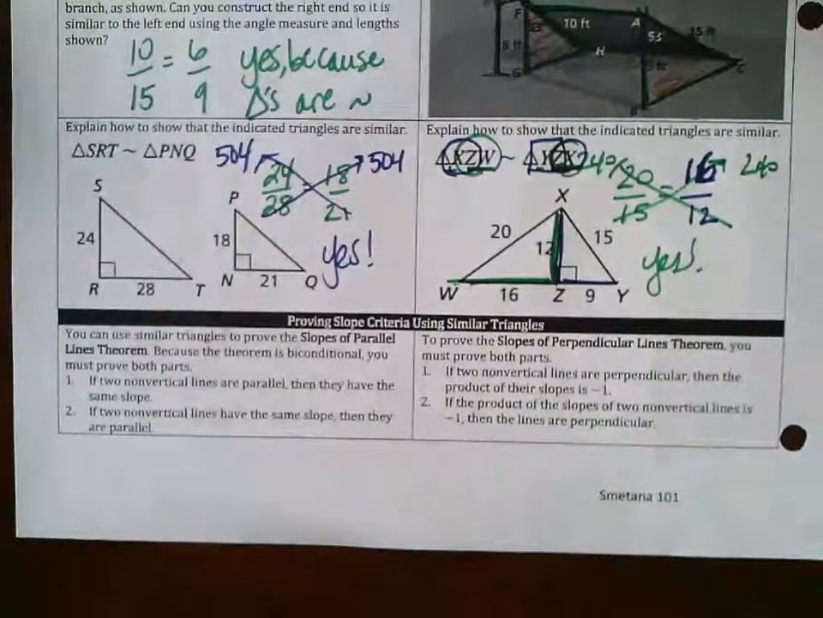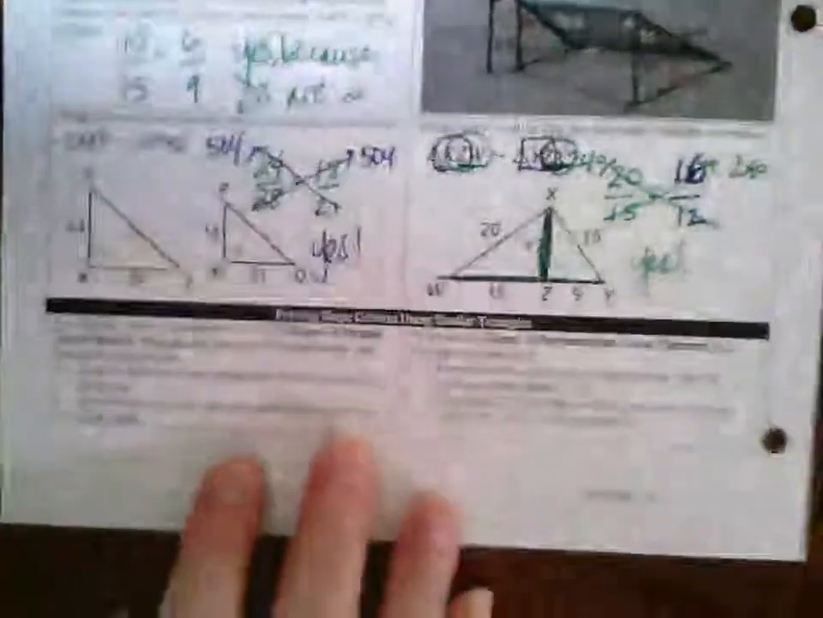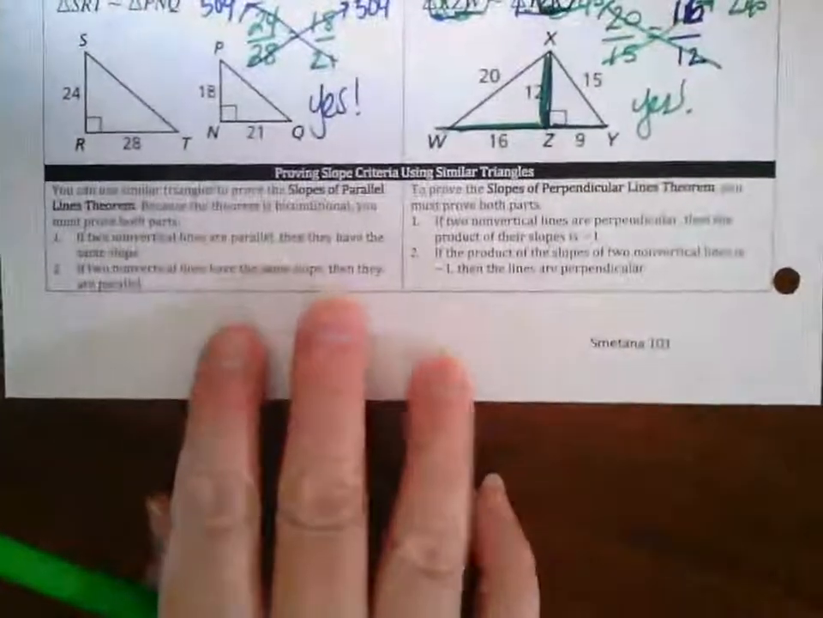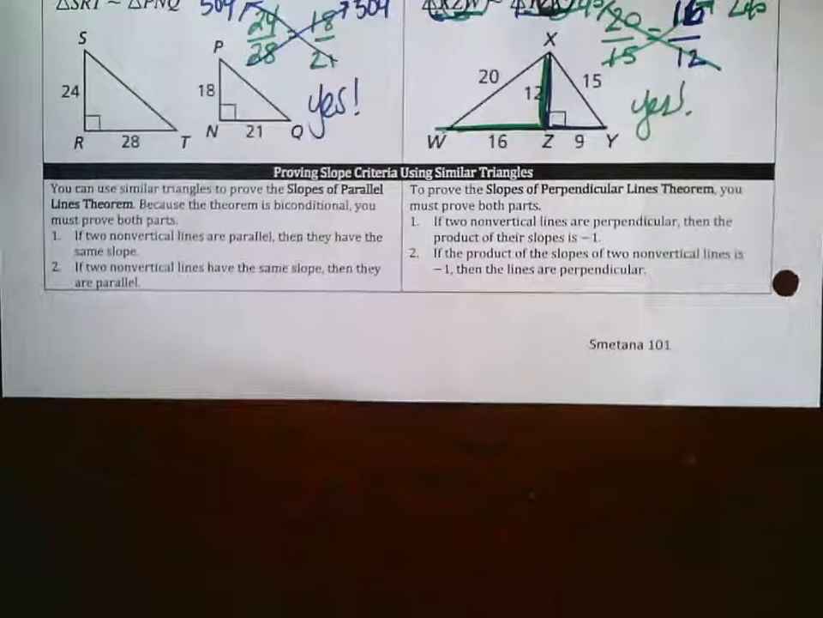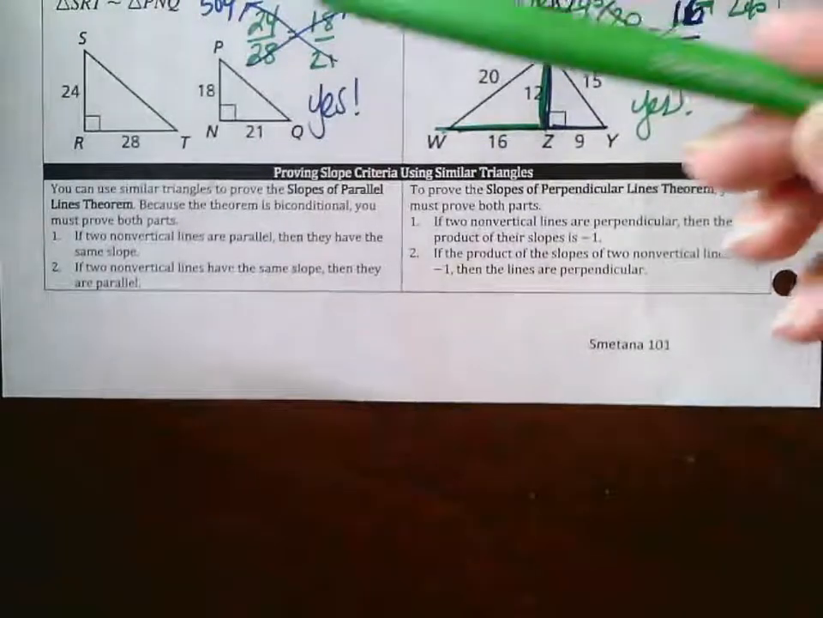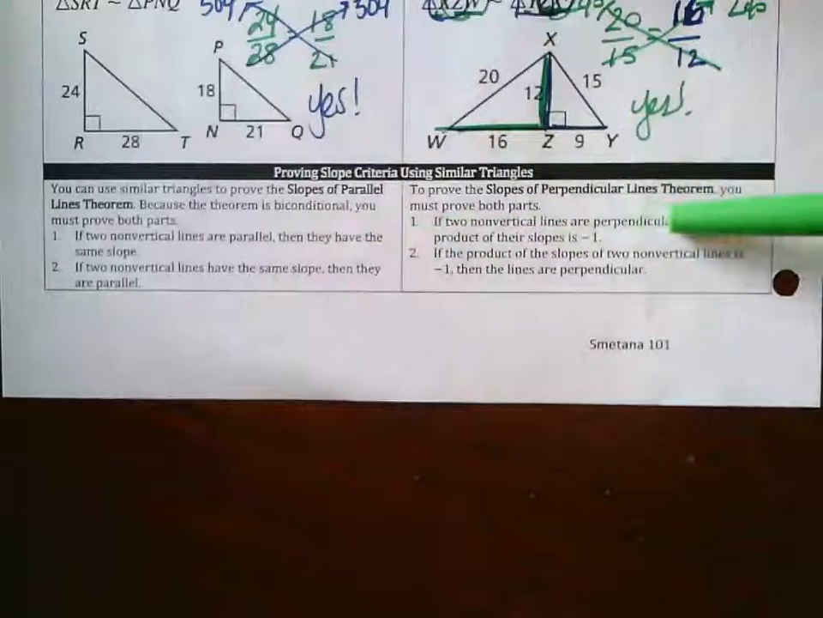This isn't something that's used very often, but if you're using proving slope criteria to use similar triangles, you can find the slope of one, the slope of the other. If 2 non-vertical lines are parallel, they have the same slope. And if 2 non-vertical lines have the same slope, they're parallel. So it's true either way. This is for parallel, and this is for perpendicular. So same thing. Again, not used very often.